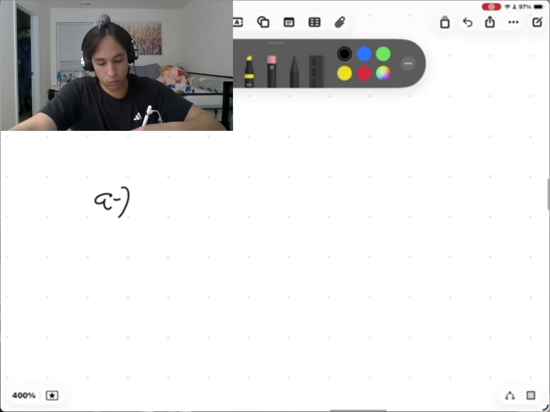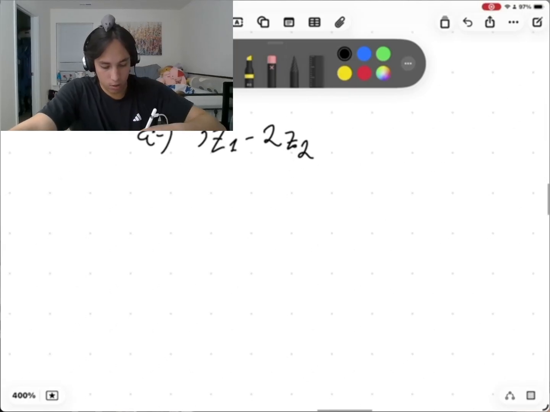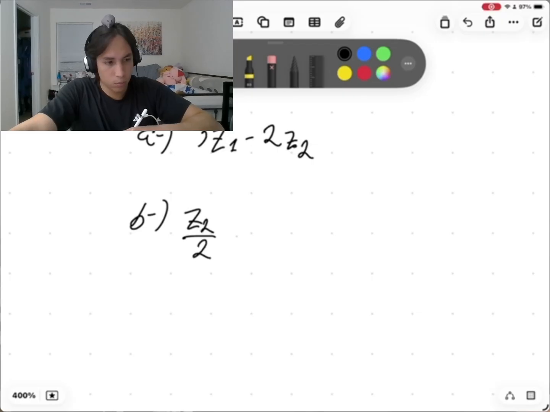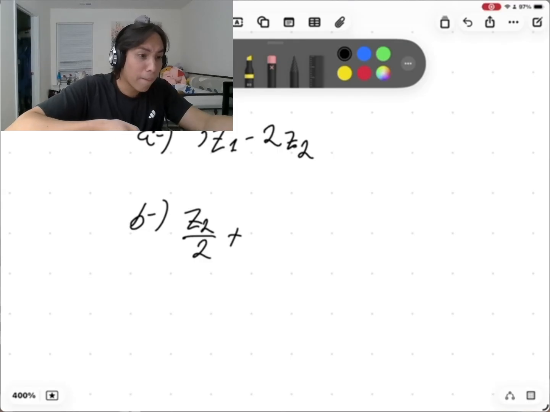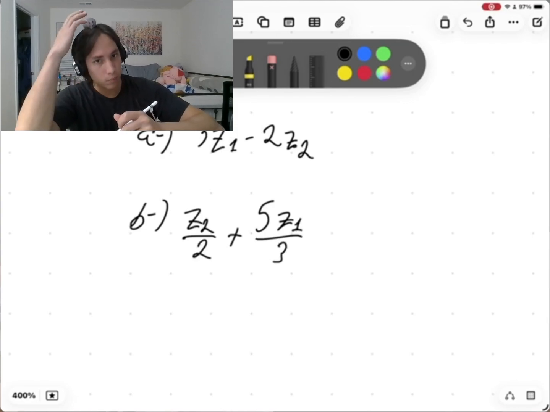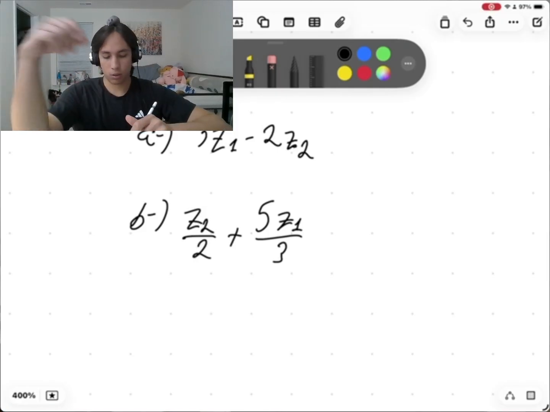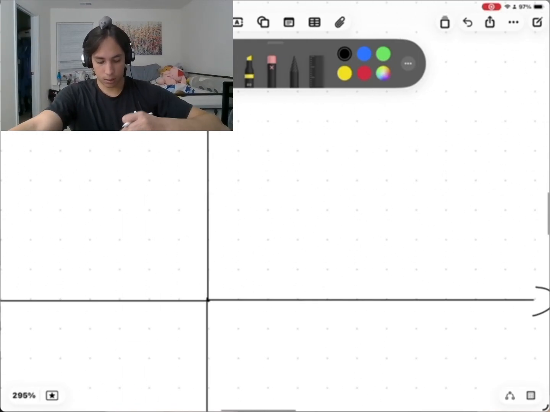3z1 minus 2z2. 3z1 minus 2, C2. B is z2 over 2 plus, what's that number? 5z1 over 3. 5z1 over 3, right? Is there a third one? No, there's not a third one. It's just these two.